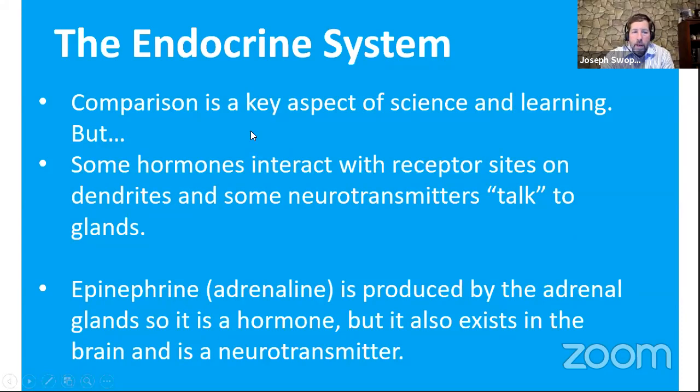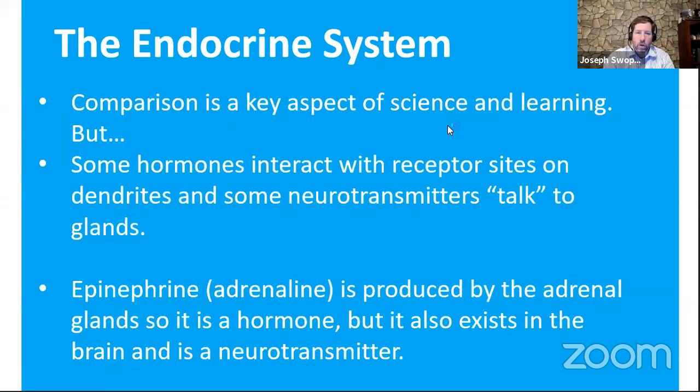Okay. And I just did a quick comparison. And I said in a slide, maybe a day or two ago, comparison's a key aspect of science and learning. We like charts, we like graphs. And it would be wonderful if we could have a chart of every neurotransmitter and every hormone and say, well, this hormone did that and this neurotransmitter did that. But psychology is far more complex than that.